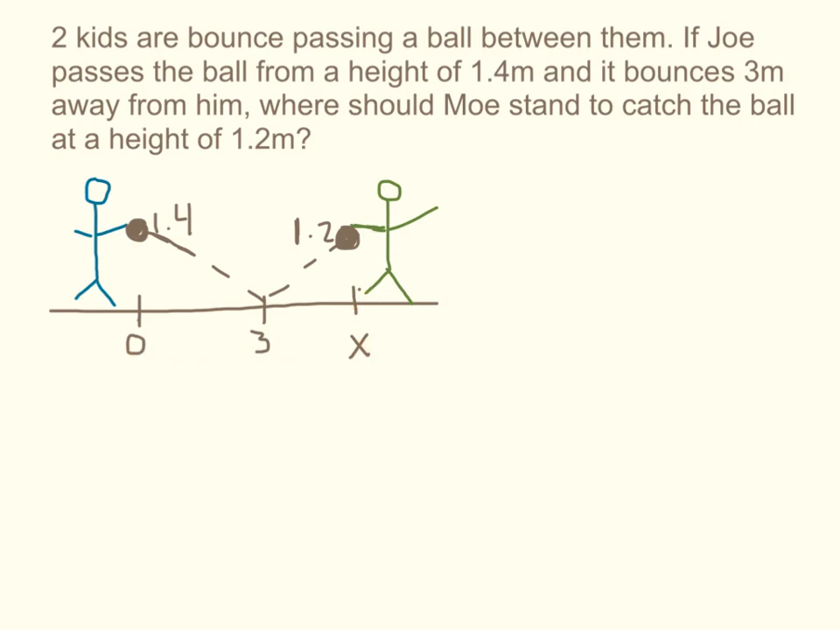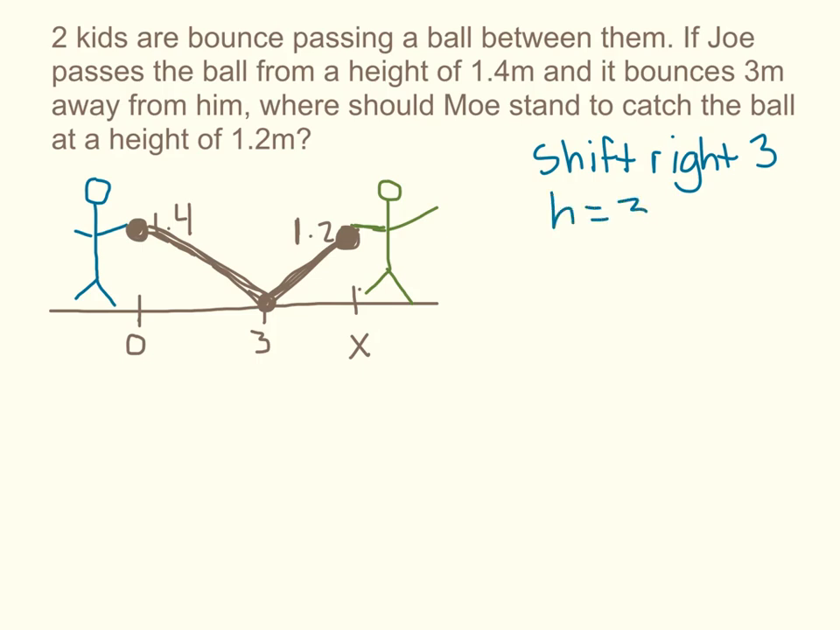All right, what are we going to do? Well, we know we have an absolute value function. These two sides are going to have the same slope. So we know our vertex is at (3, 0). If this was an equation, that means it's shifted right 3 and not vertically shifted. So h will be 3 and k will be 0.